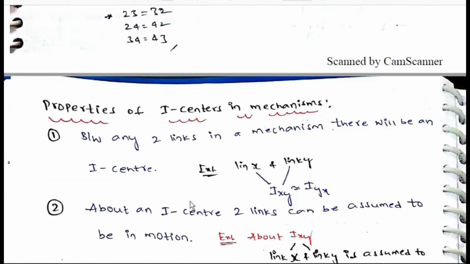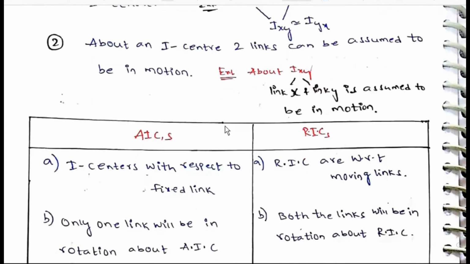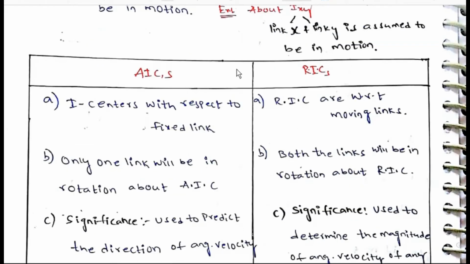Properties of I-centers in a mechanism. Between any two links in a mechanism, there will be an I-center. Example, link x and link y: Ixy is equivalent to Iyx. About an I-center, the two links can be assumed to be in motion. Example, about Ixy, link x and link y are assumed to be in motion.